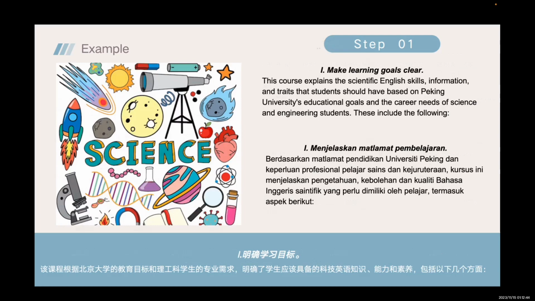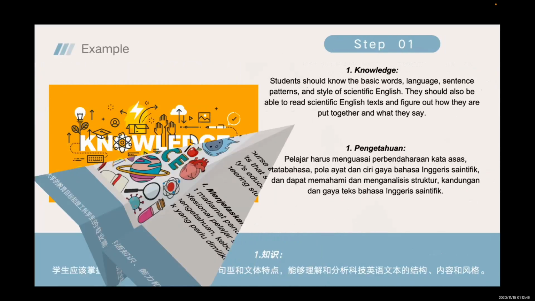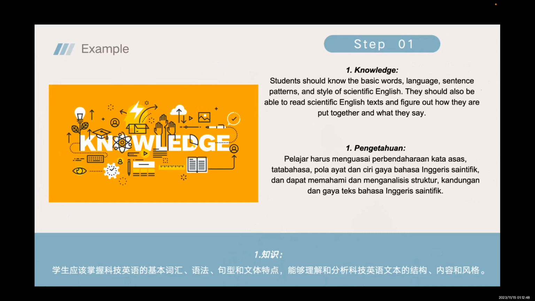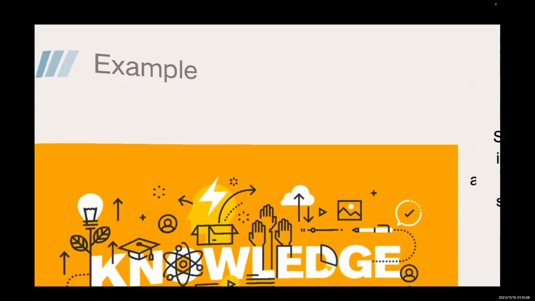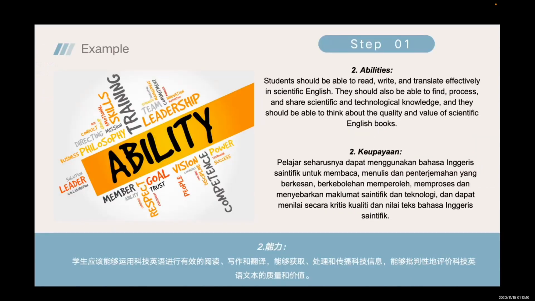This includes the following. We can see that the first one is knowledge, which is very important. Students should know the basic words, language, sentence patterns, and styles of scientific English. They should also be able to read scientific English texts and figure out how they are put together and what they say. And the second one is ability. It is quite important, right?